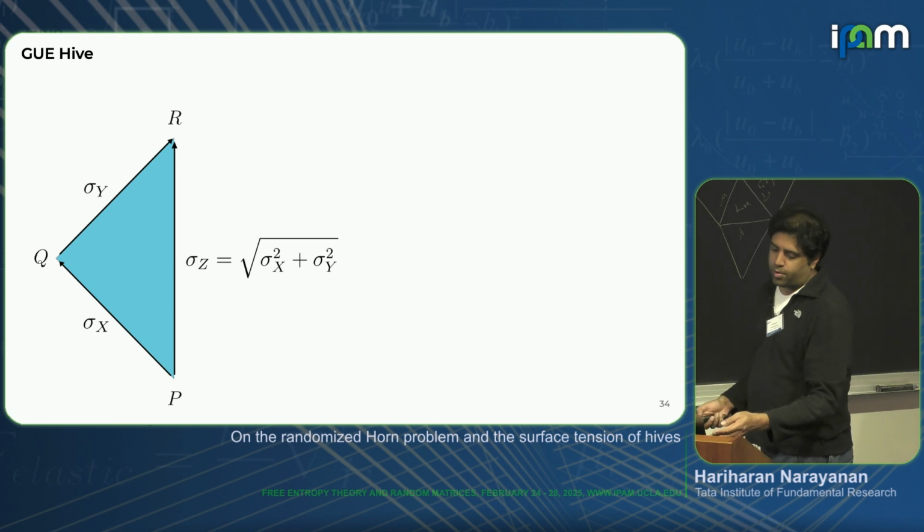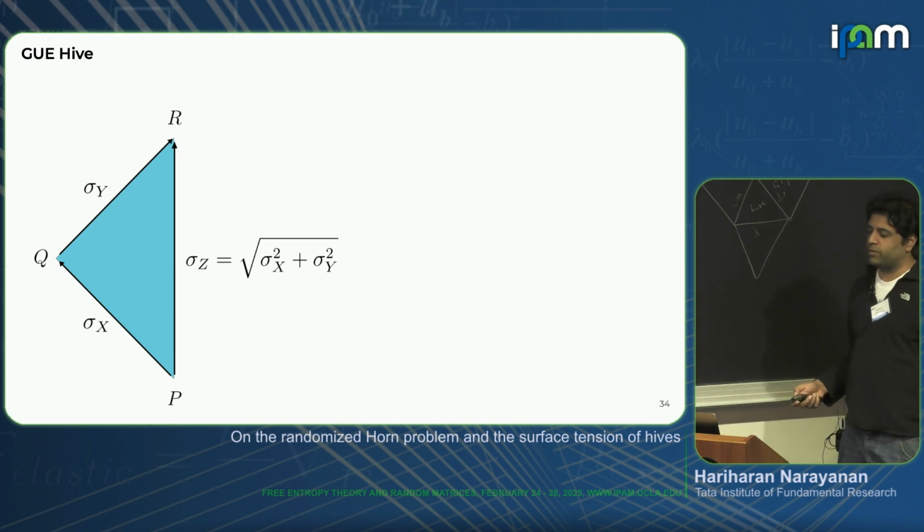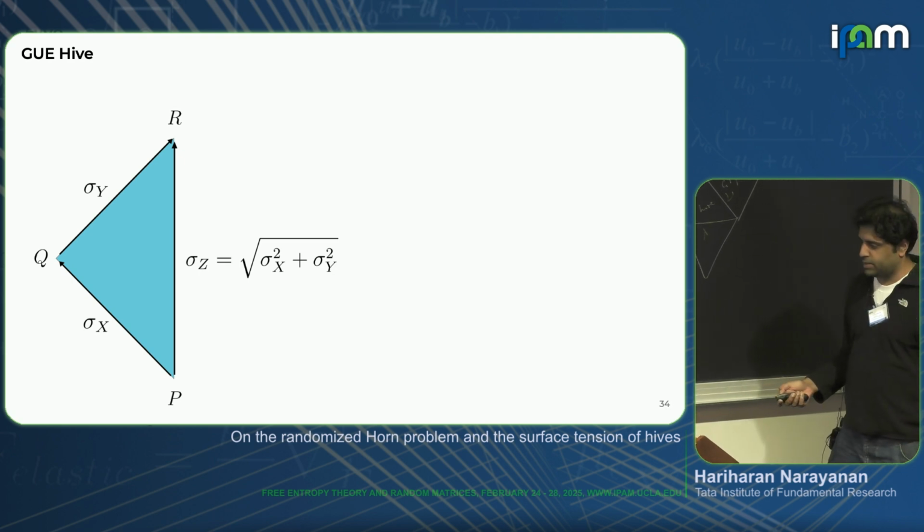So this is the general form of a GUE hive that we're looking at. I have sigma x on one side, sigma y on one side, and sigma z equal to the square root of sigma x squared plus sigma y squared.